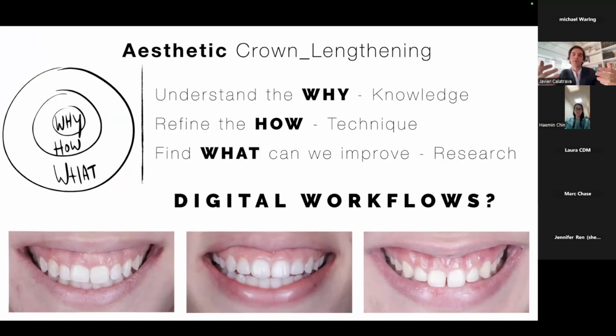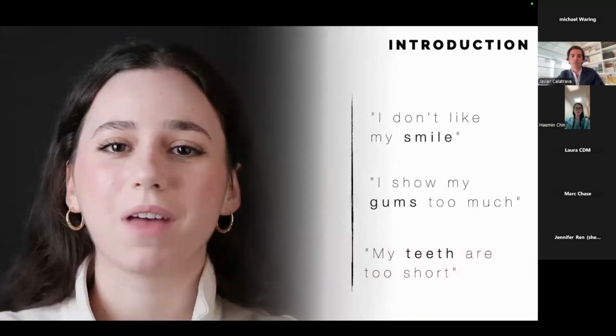We need to, as periodontists, at the end of the day, have the knowledge in our minds. We need to have the technique in our hands because that's what we're going to end up doing, treatments. And with research, and you're in a very research-based school, we can see the limitations of our current protocols and how we can improve them in the 21st century, of course, with digital workflows.